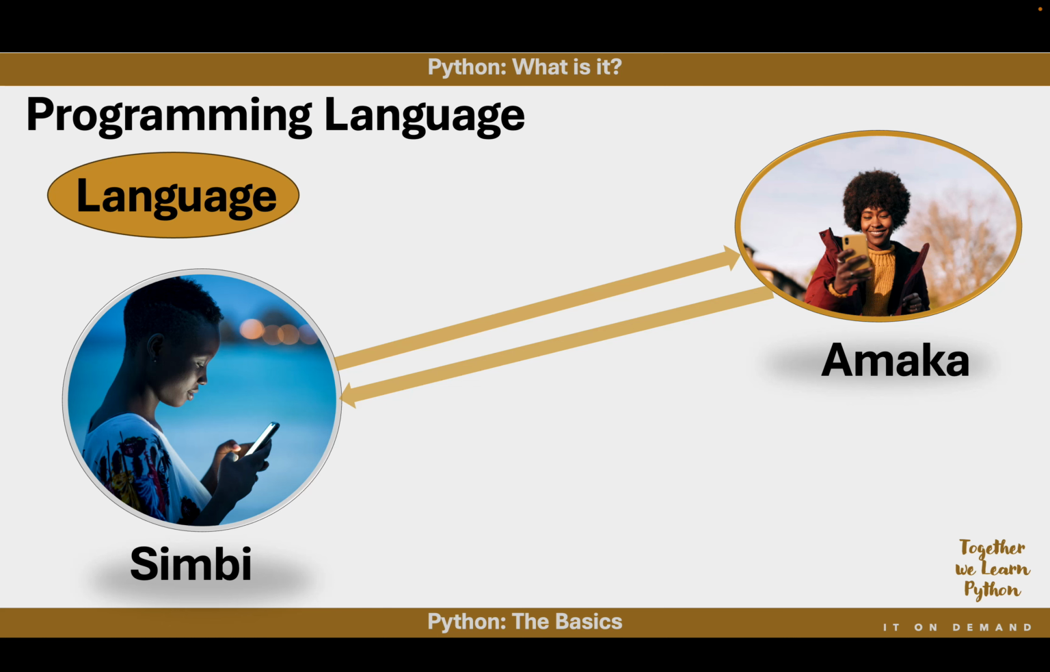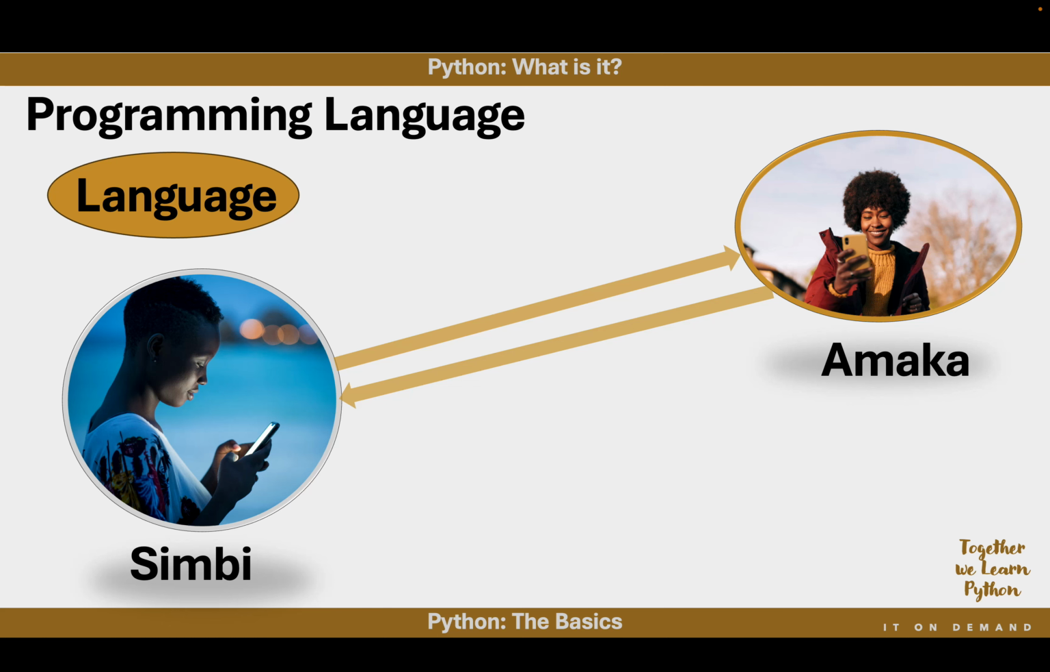So for those of you who would be watching from outside the country, I have just mentioned two different languages in Nigeria. And just for the sake of those of you who will be watching from outside, think of it like Simbi understands Chinese and Amaka understands German. And both of them would like to communicate with each other. Unfortunately, the only language Simbi understands is Chinese. She doesn't understand anything other than that. And Amaka doesn't understand anything other than German.